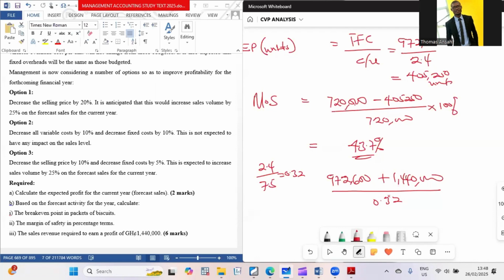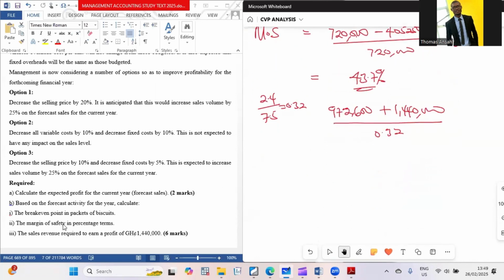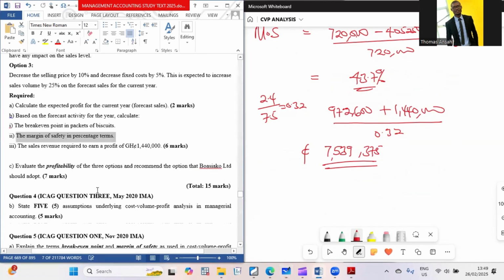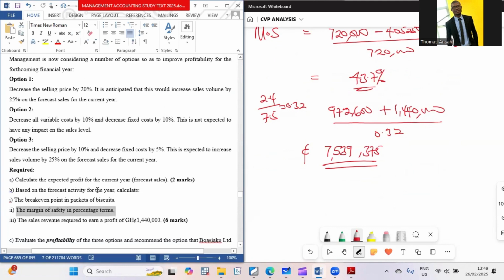Okay. So basically that is that. And this requires me to find the sales revenue. I will get an amount of this plus this, all divided by 0.32. That is giving me 7,539,375, rounded. Okay, so basically this is it. That's all.